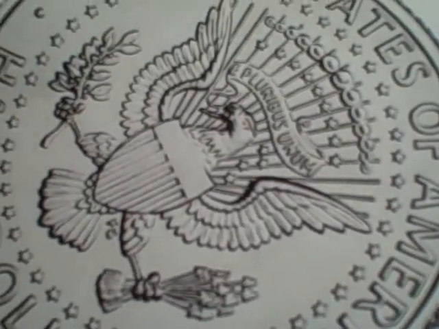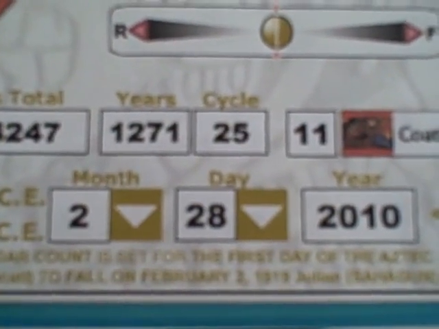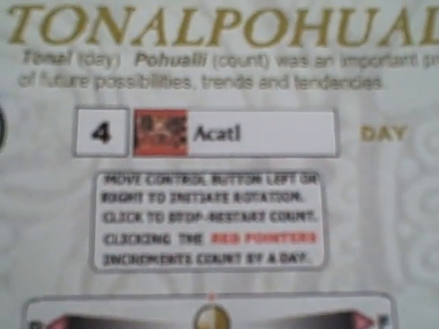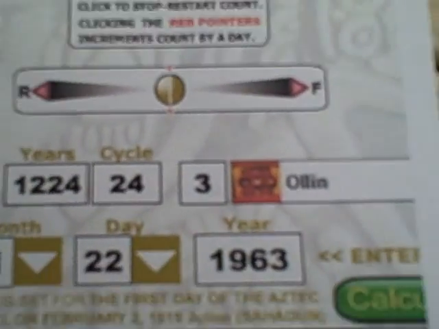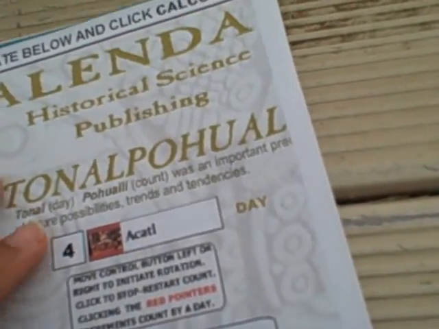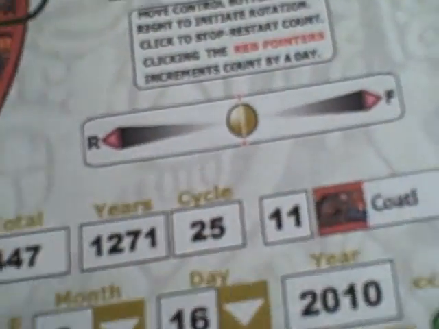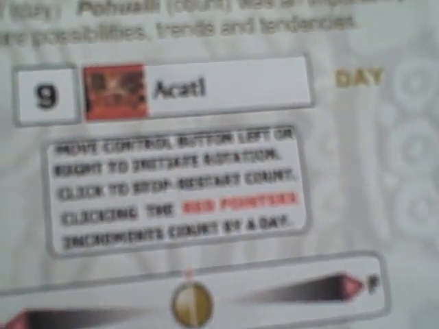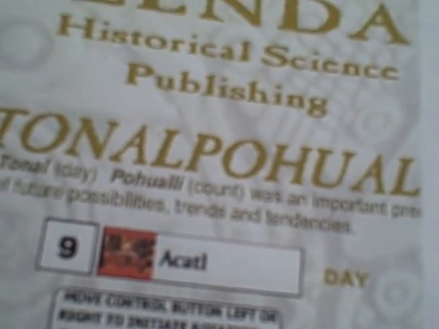But those two dates in our current time, one of them is 2/28/2010. That's 4 Acatl, also known as 413. And the other date is going to be, here it is, 9/16/2010. And that is the 9 Acatl or 9/13 date.